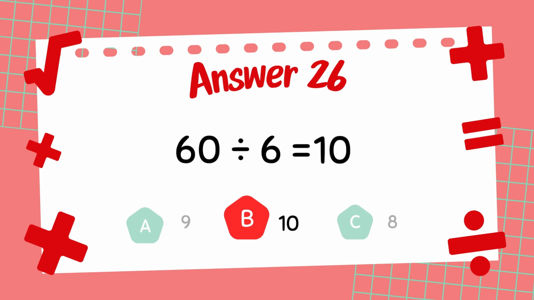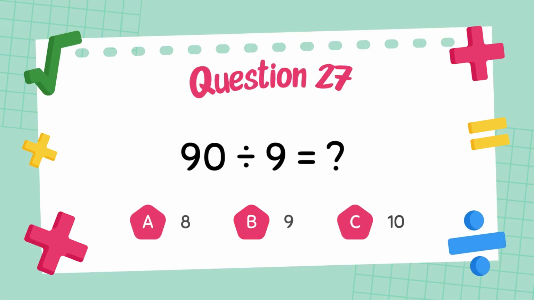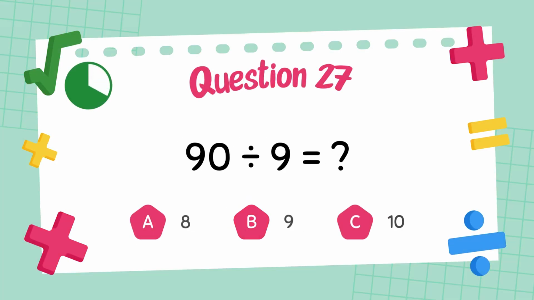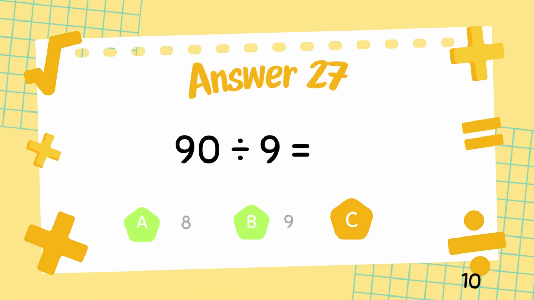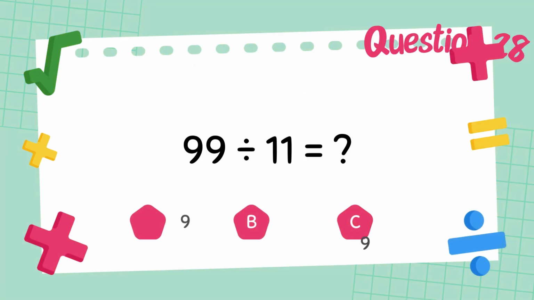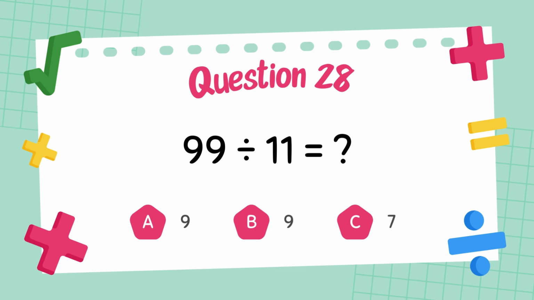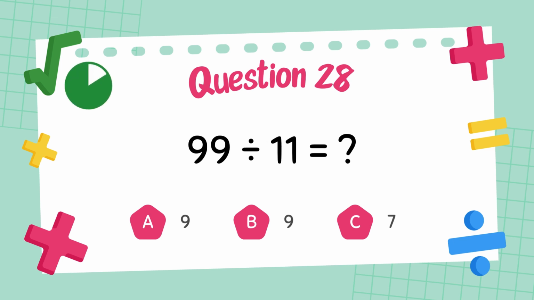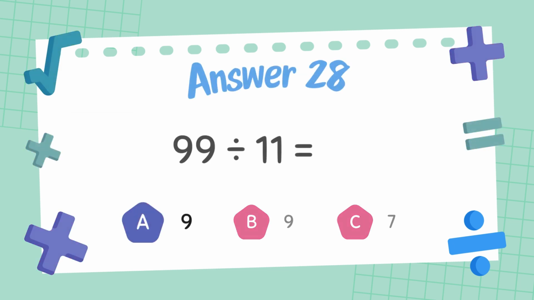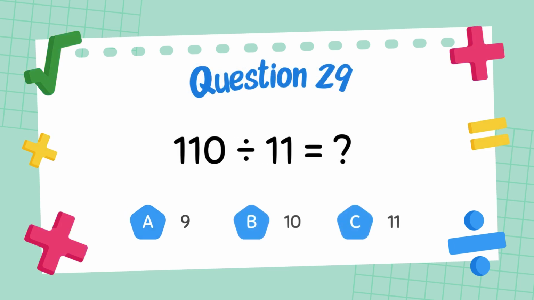The answer is 10. What is 90 divided by 9? The answer is 10. What is 99 divided by 11? The answer is 9. What is 110 divided by 11?